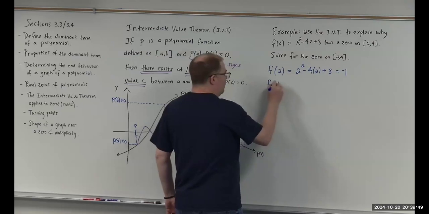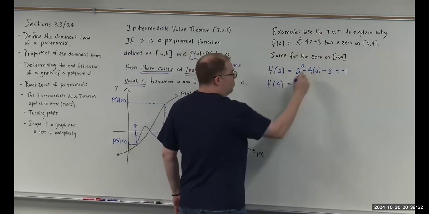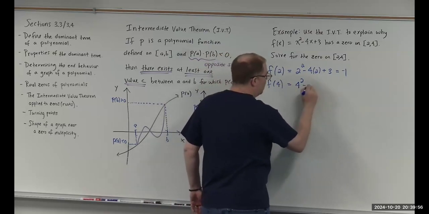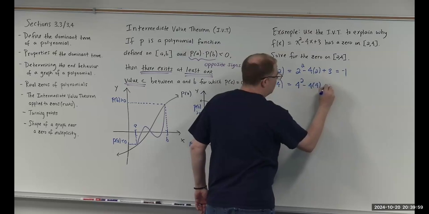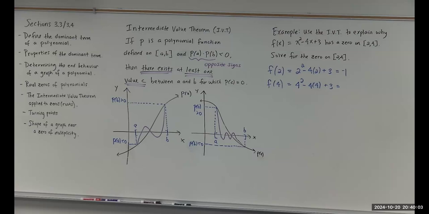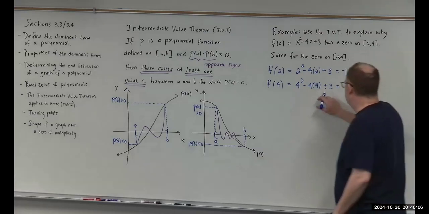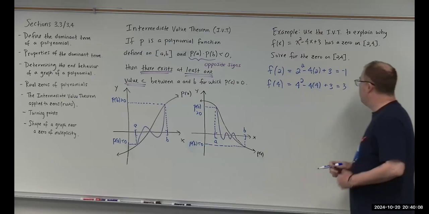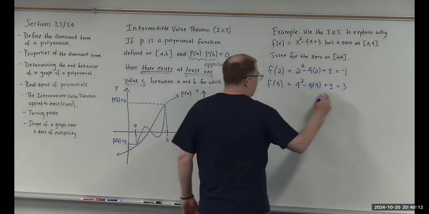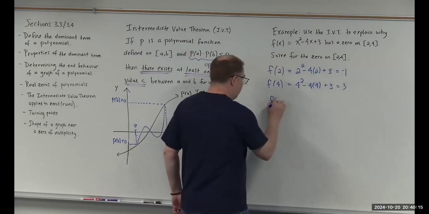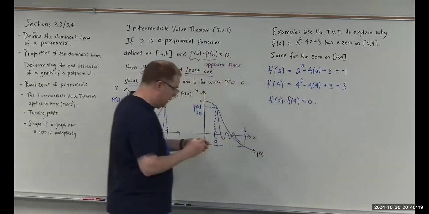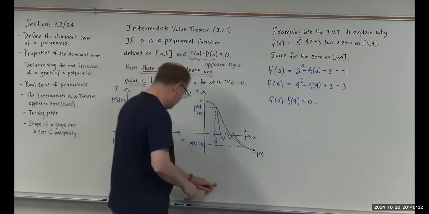Next we need to plug in the other value, which is 4 in this case. So we're going to get 16 minus 16 plus 3, so that's going to give us 3. And notice that we have the sign change here. Negative 1 is less than 0.